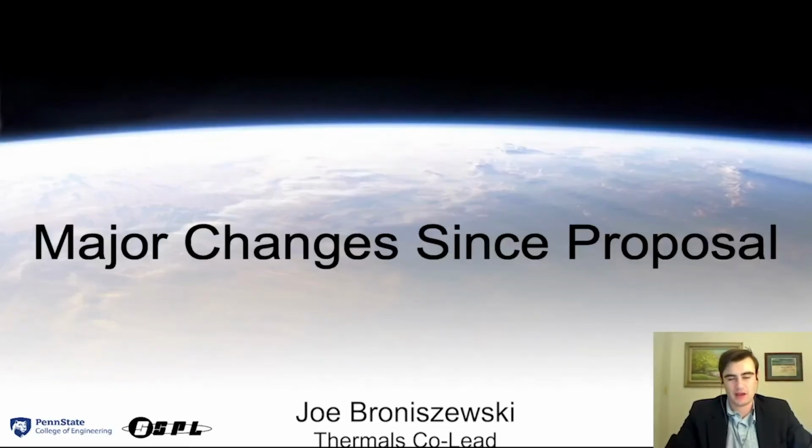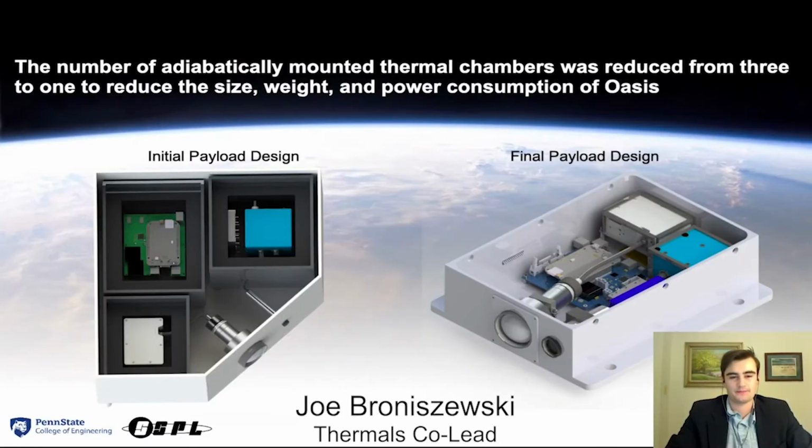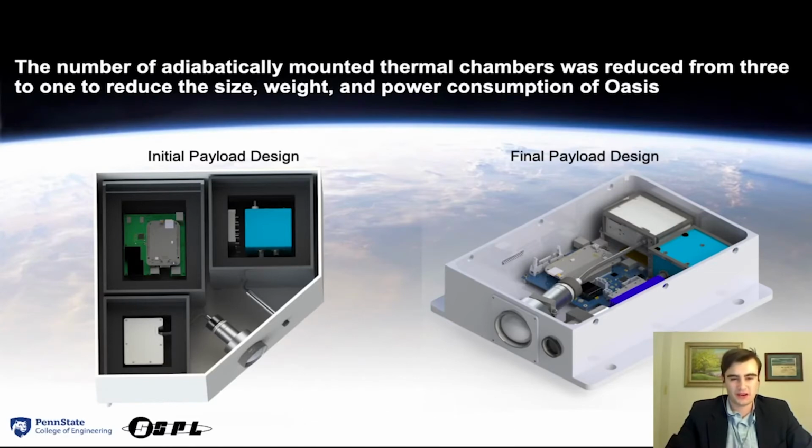We will now discuss the major changes since the proposal. Our initial design involved 3 thermally isolated chambers, each kept at their own temperature to theoretically limit our total power consumption. However, further analysis revealed that by combining our components into one single smaller chamber, we are able to reduce the total surface area of the payload enough that the payload radiated less heat and thereby consumed less power. This final design also allowed us to significantly reduce the size and weight of the payload.